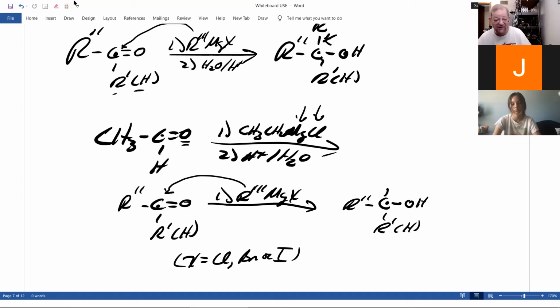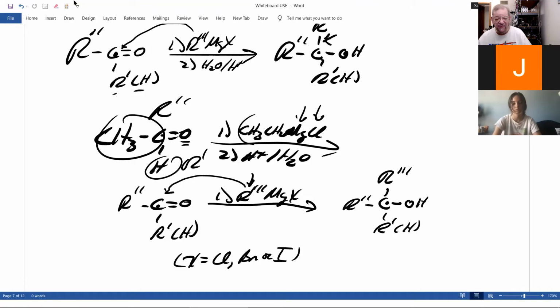This is a carbon-carbon single bond to the R triple prime. What's R prime? Hydrogen. What's R double prime? Methyl. What's R triple prime? Ethyl. So I'm going to write this carbon first, which is this carbon. What's attached to it? Hydrogen, R, and methyl. This opens up to a hydroxyl group. What's R triple prime? Ethyl. And that's how you do it.